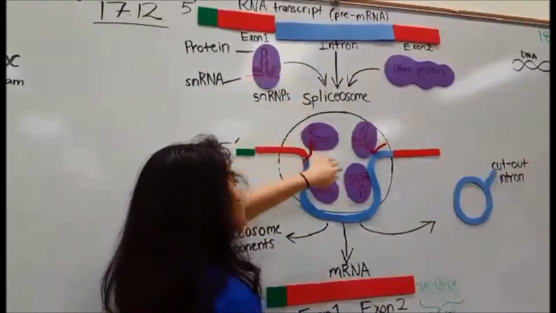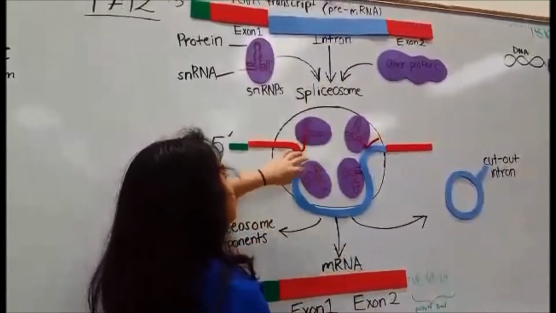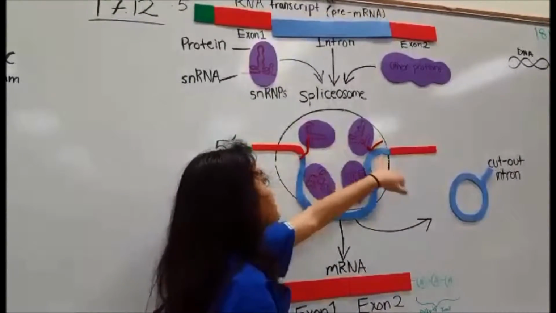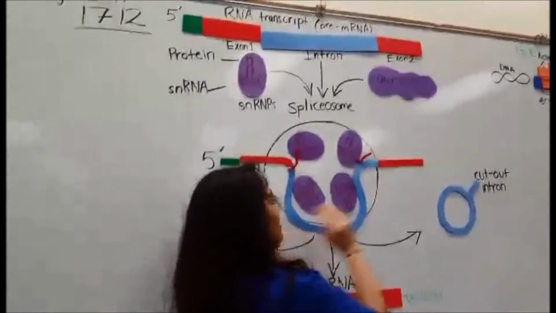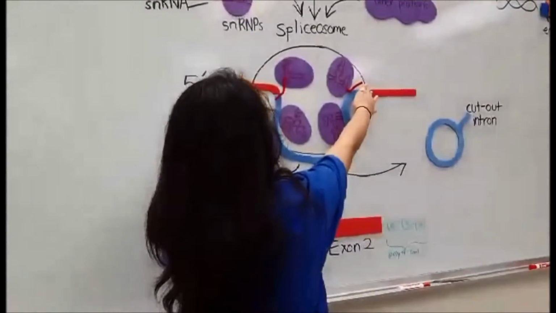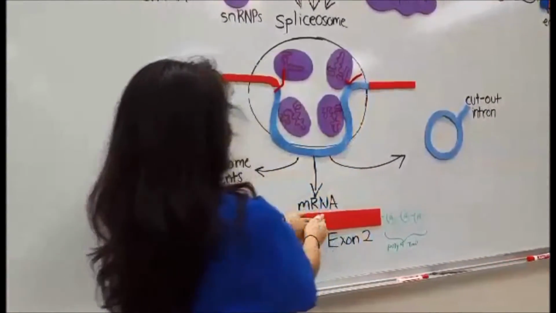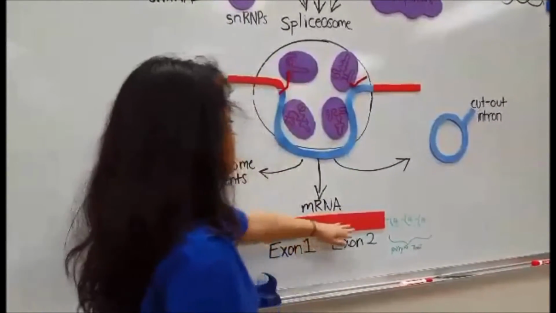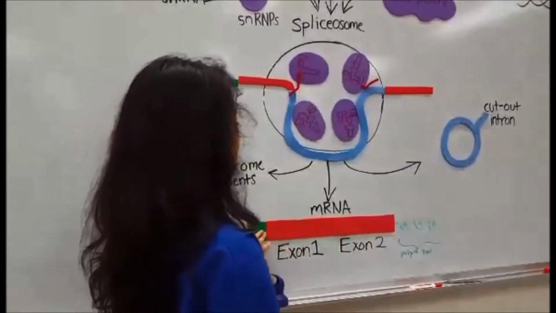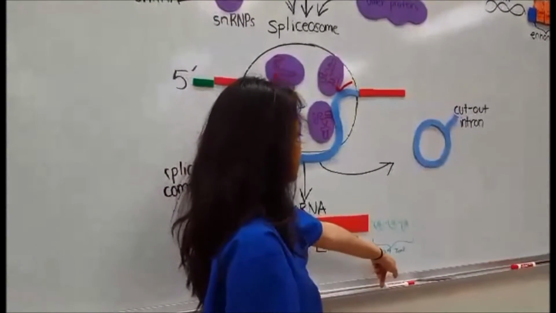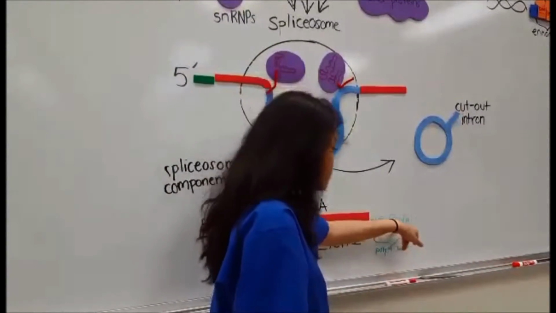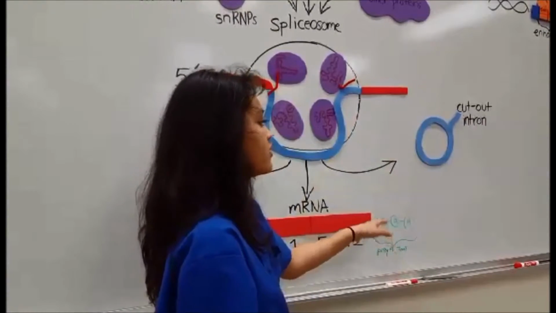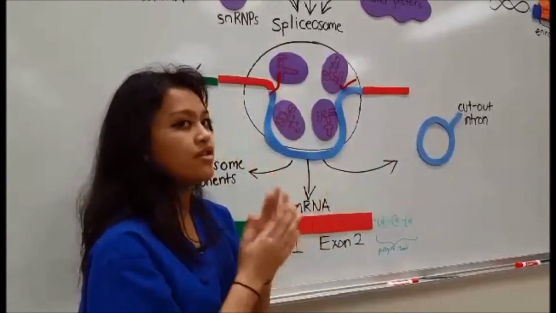And what that does is that it breaks the exon from the intron on both sides, which then the intron is cut out, and then the exons become joined together. And that makes now a mature mRNA with a 5' cap, and it has the poly A tail, which helps it leave the nucleus, and then also helps it bind with ribosomes.